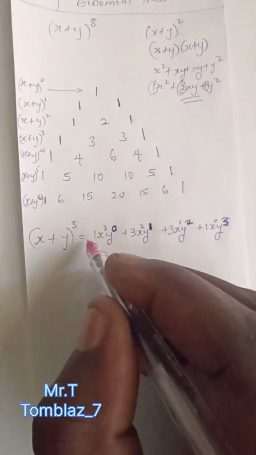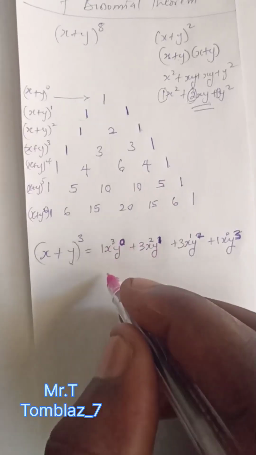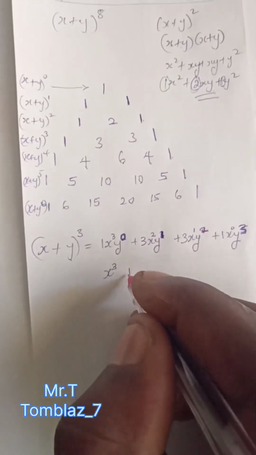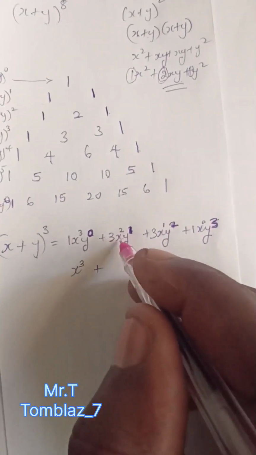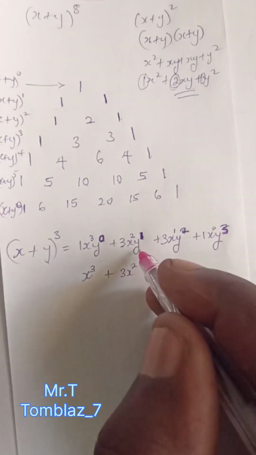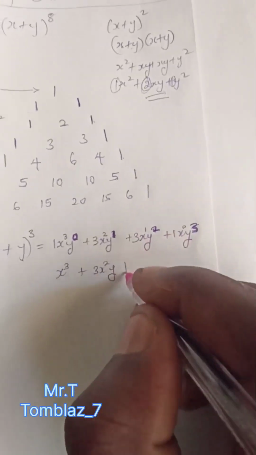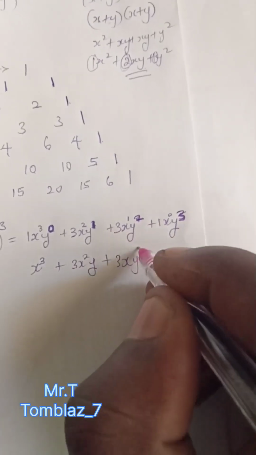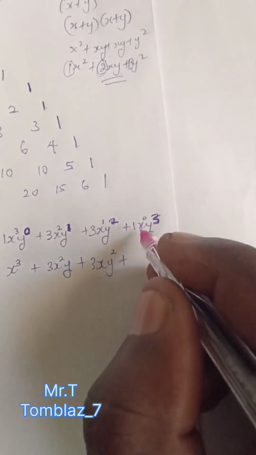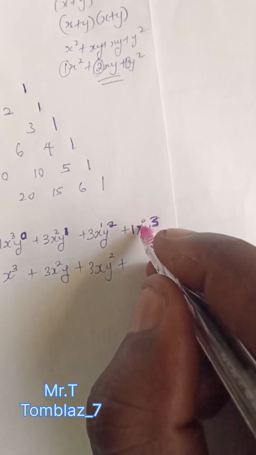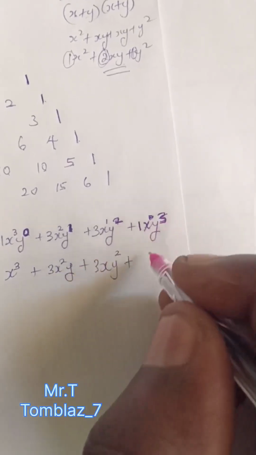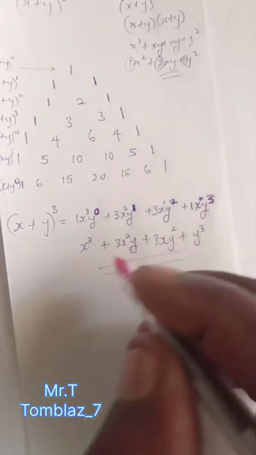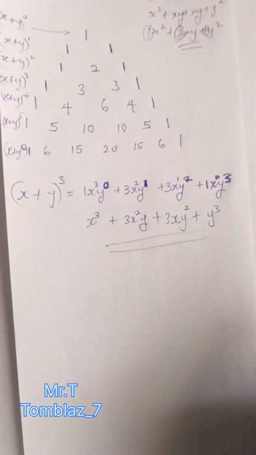Okay, so continuing, we know that 1 times x raised to the power 3 is x raised to the power 3, but y raised to the power 0 is 1, so it's gone. Plus 3x squared, and y raised to the power 1 is still existing. Then plus 3x, and this y raised to the power 2 exists, plus this 1, this x is raised to the power 0, so it will go 1 times y cube will still remain y cube. So this will be the expansion. So if you look at the coefficient, it still remains as this, right?